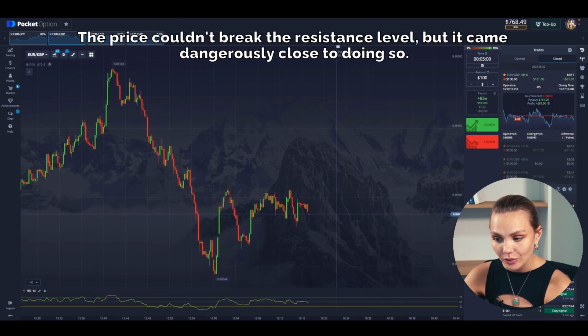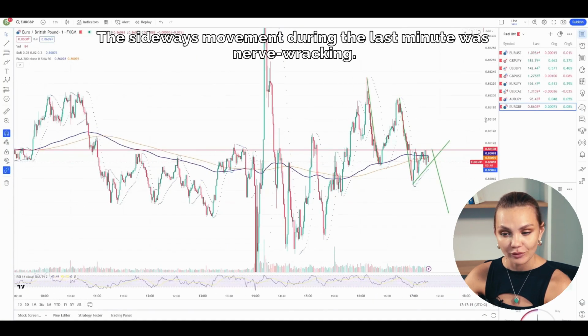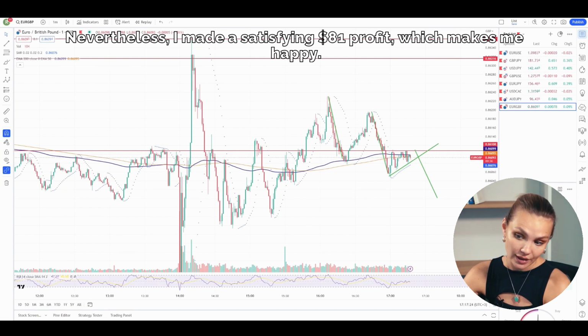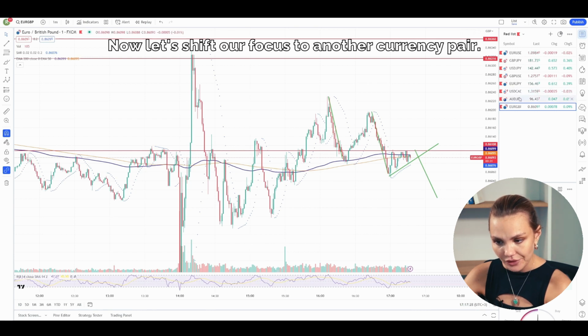The price couldn't break the resistance level, but it came dangerously close to doing so. The sideways movement during the last minute was nerve-wracking. Nevertheless, I made a satisfying $81 profit, which makes me happy. Now let's shift our focus to another currency pair.